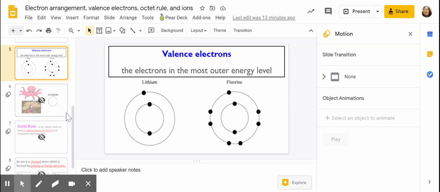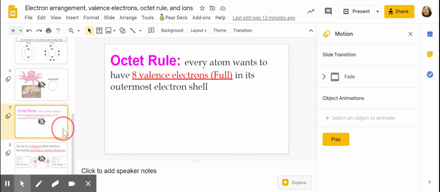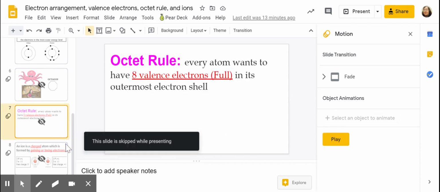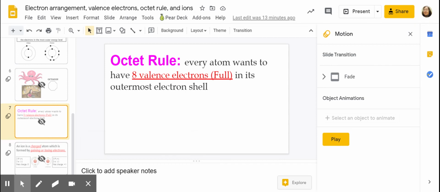The octet rule means we want to have 8 valence electrons. It could be 2 or 8. Okay, normally it's 8. Most of them want 8. The 2 is just for the first few atoms because they don't have many. They don't have a lot.